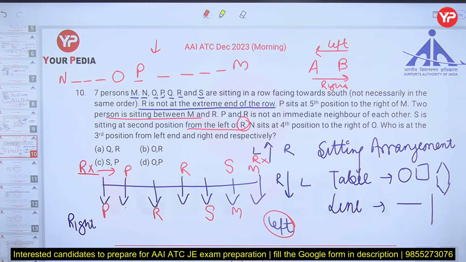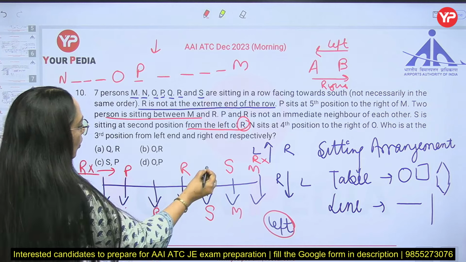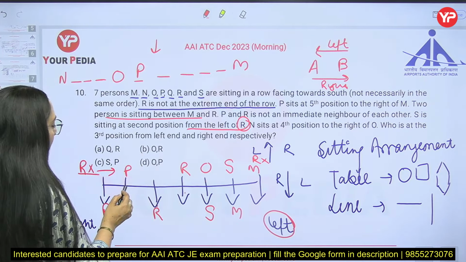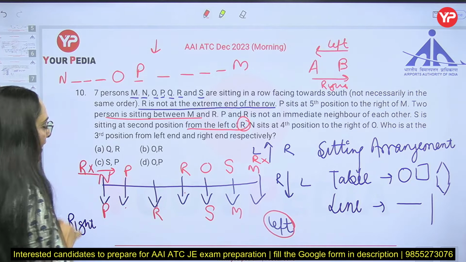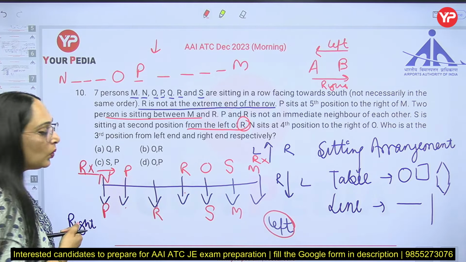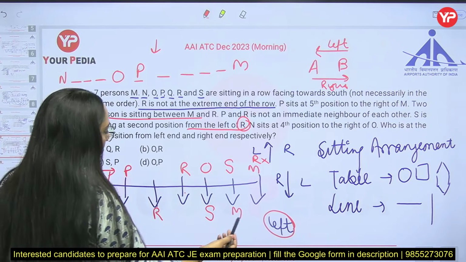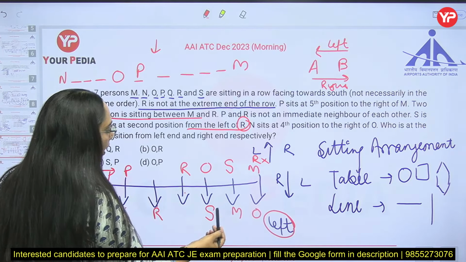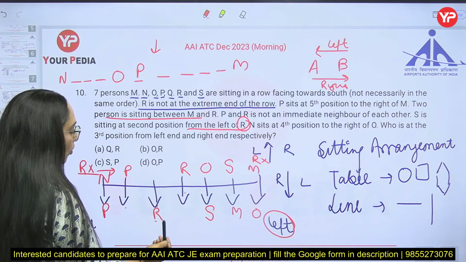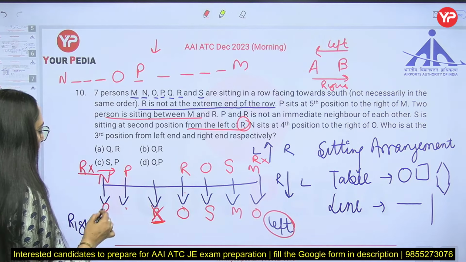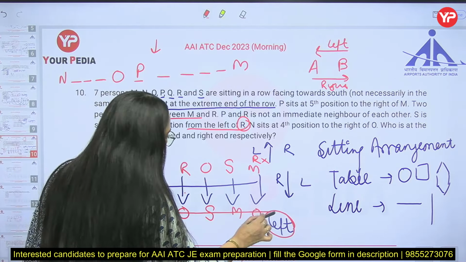So 3 persons should be there between O and N. If O is there, for example, in this possibility, 1, 2, 3 at the 4th position, then N is there, 3 persons between O and N. So N is at the extreme right. For example, if O is there, 1, 2, 3, 4th, N should be here, but it's already R. So this possibility is wrong.